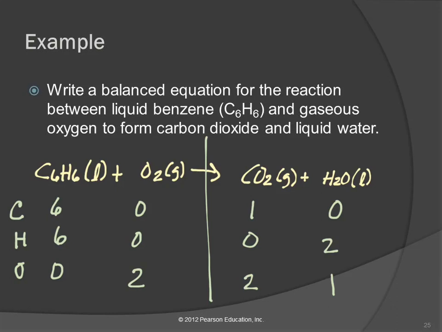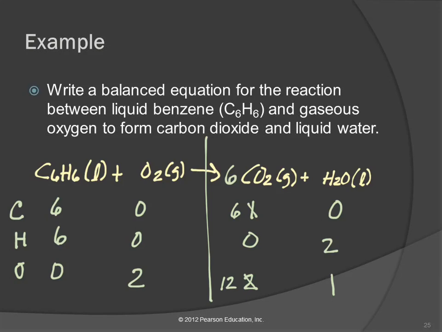So we want to leave oxygen for last because oxygen's by himself here, and that makes him easy to adjust because we can fix him at the end and it won't mess everybody else up. So let's start with carbon. 6 carbons on the left and only 1 on the right. So what do we need to do in front of the CO2? Put a 6. And that changes all the numbers underneath. So we have to multiply the 1 by 6. We get 6. And we multiply the 0 by 6, and it's still 0. And here we've got 2 times 6 is 12.